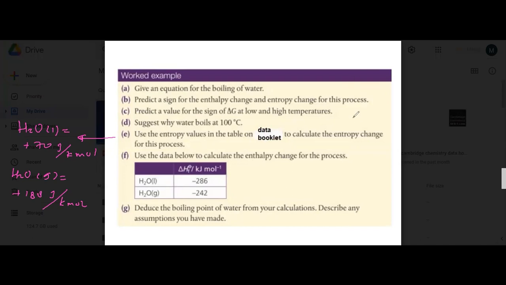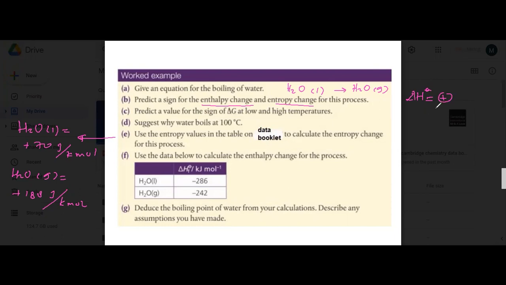Okay, now let's discuss the answer. Give an equation for the boiling of water. So this should be H2O liquid to H2O gas. Predict a sign for the enthalpy change and entropy change for this process. Enthalpy change would be positive.